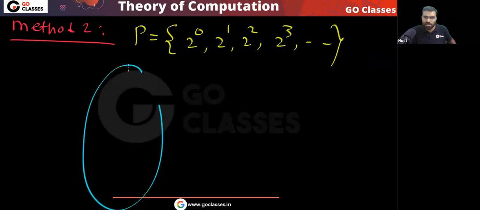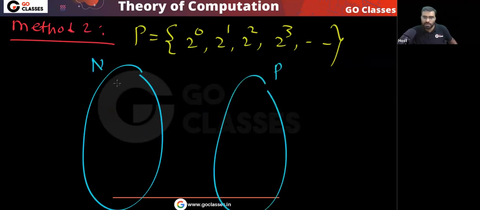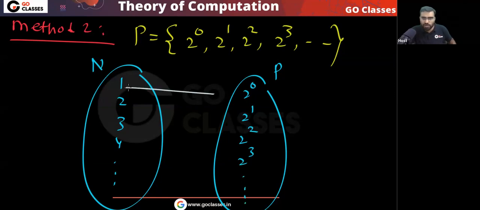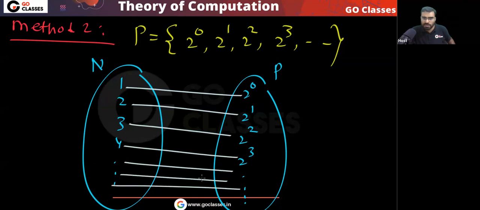Yes, very easily you can give a bijection. This is your N, this is your P. 1, 2, 3, 4, and so on. This is 2 power 0, 2 power 1, 2 power 2, 2 power 3, and so on. So you can just give this one-to-one correspondence. From N to P, I am giving this one-to-one correspondence.